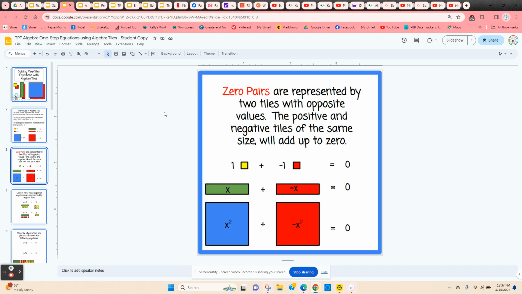Then they're shown zero pairs. So they should have already had zero pairs with integer chips. But with the algebra tiles, one yellow and one red single square add up to zero because they are the positive and the negative of each of these.